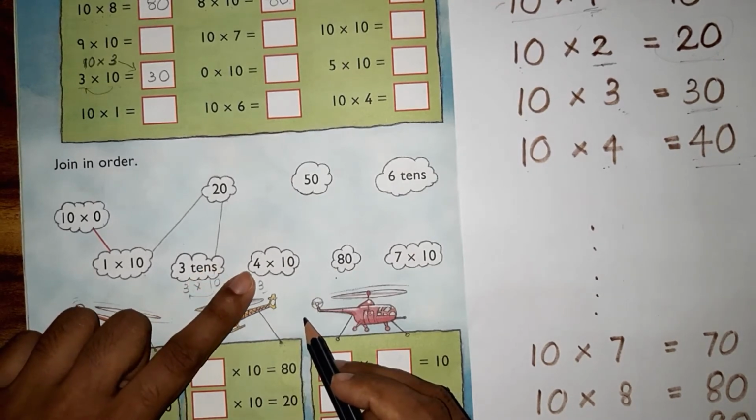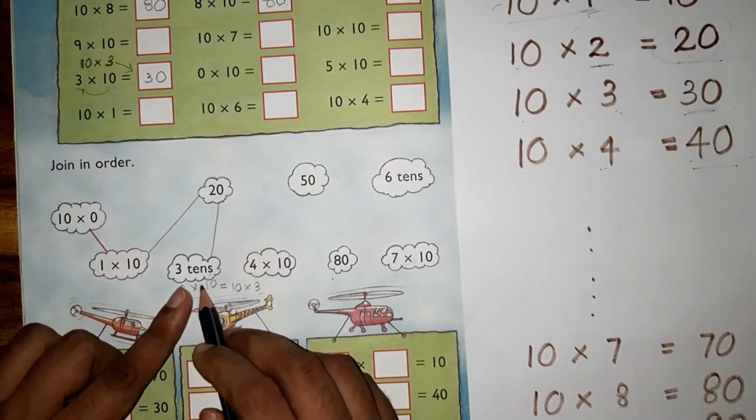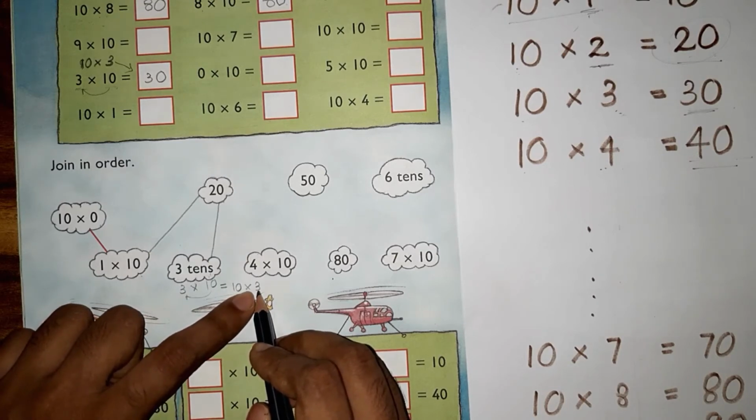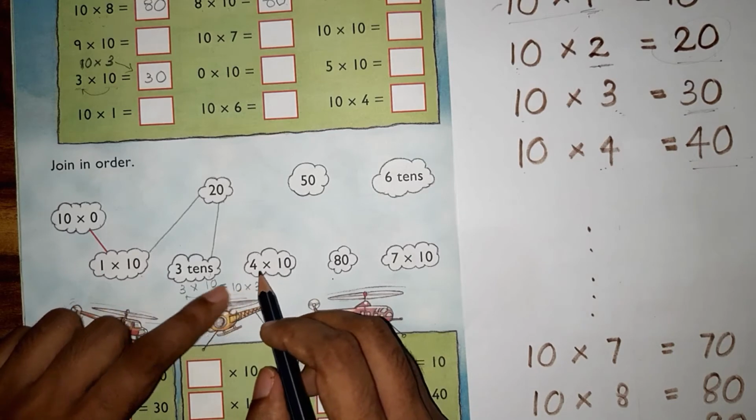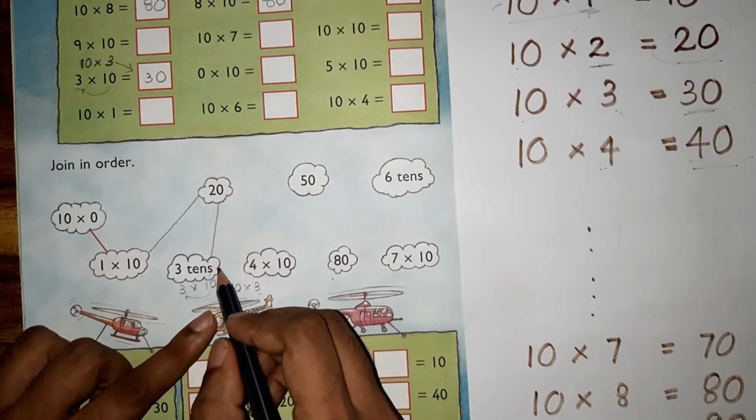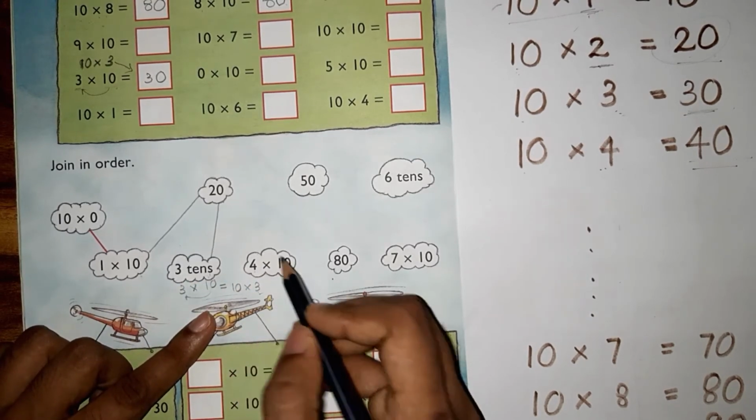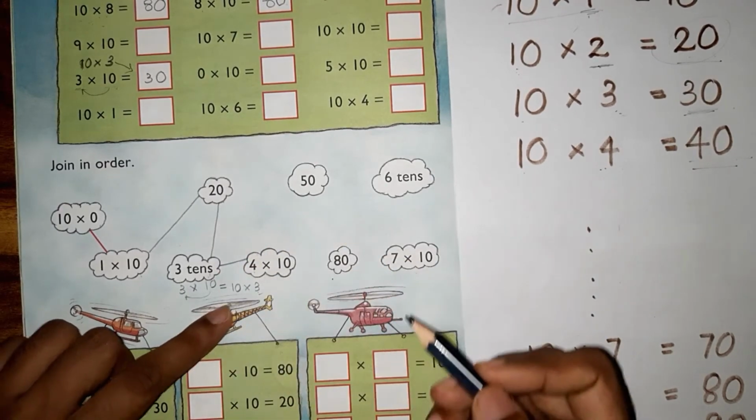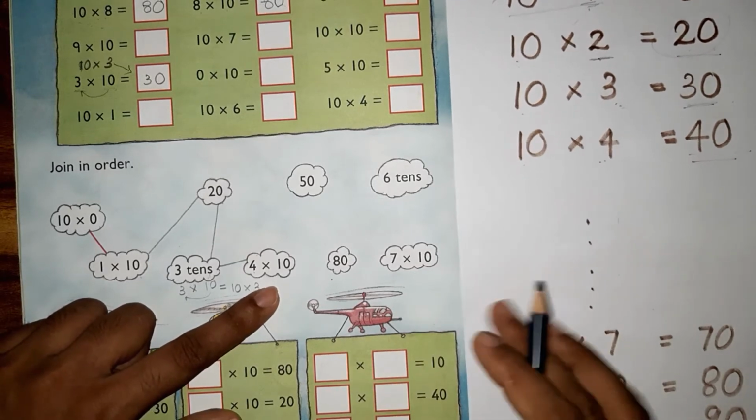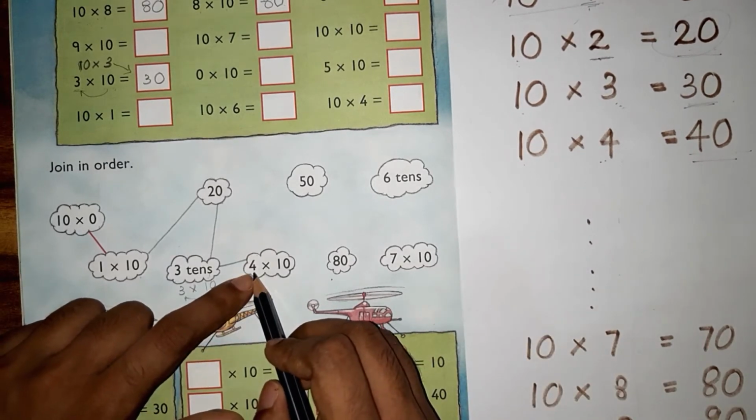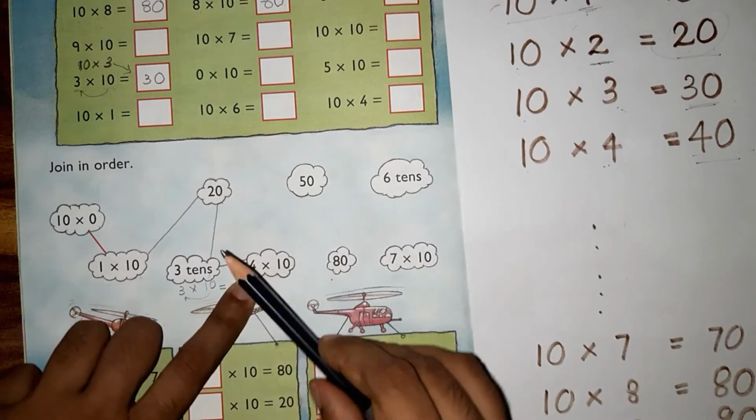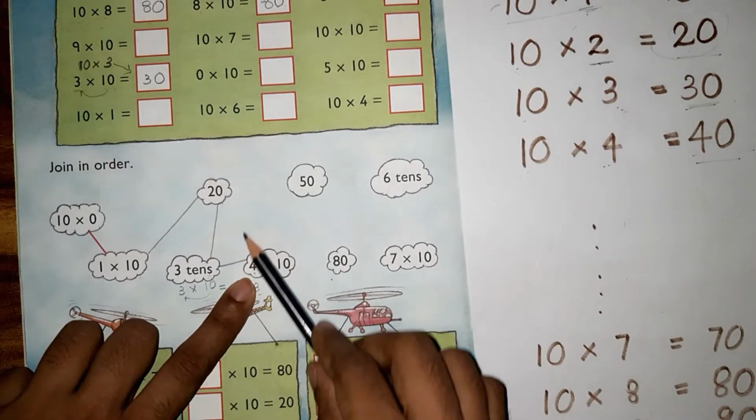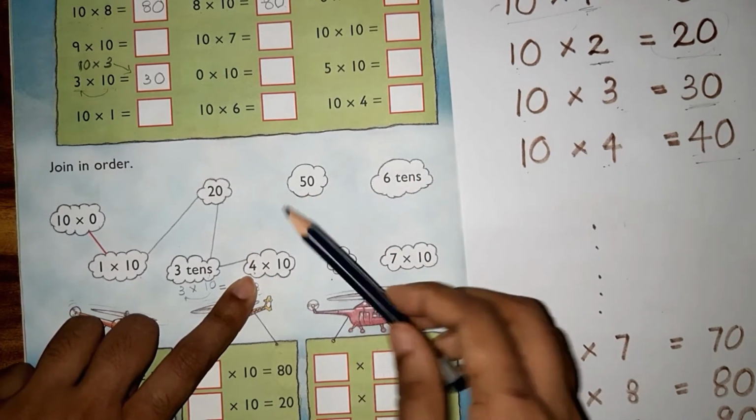And after 10 times 3, we have to find 10 times 4. So, easily you can find next to 3, there is 4. That 4 times 10 means the same thing, 10 times 4. Draw the line here. Next one, after 4, we need to find 10 times 5. 10 times 5, 50 here. Okay.